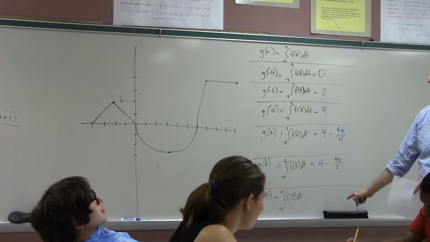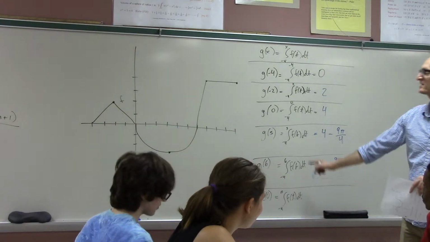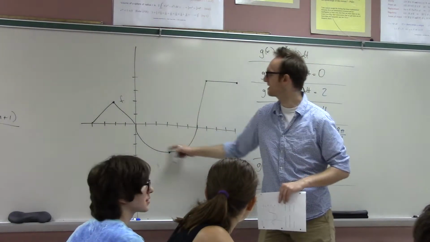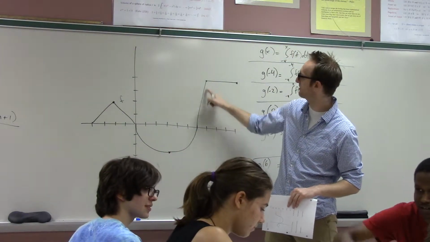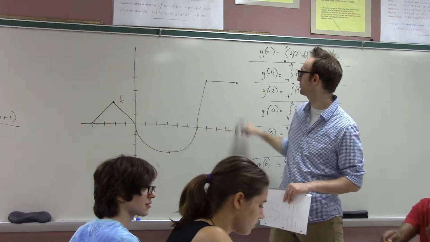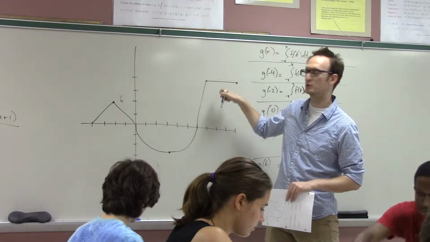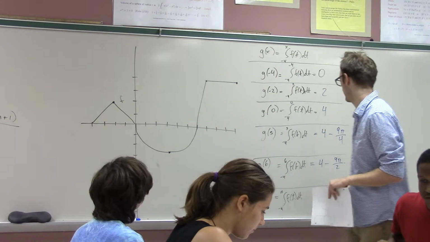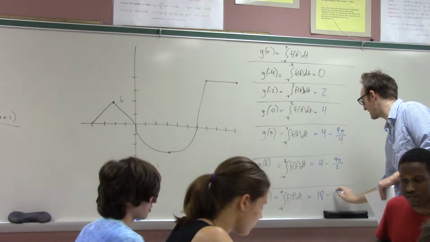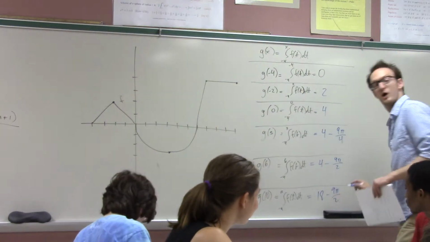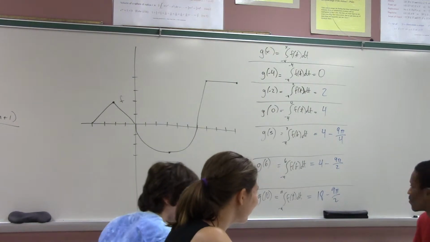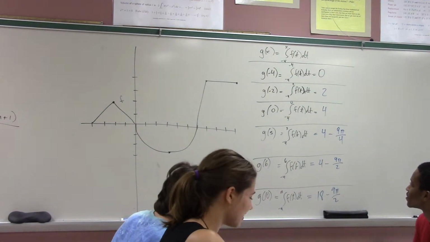And then from -4 to 10, that's going to be 4 minus 9 pi over 2 plus, I guess that has area 2, right? Yep. And then there's a 3 by 4 rectangle, so that's 12 and 2, that's 14 and 4, so I got 18 minus 9 pi over 2. Is that what you got? If you got all those right, it means you understand how accumulator functions work.